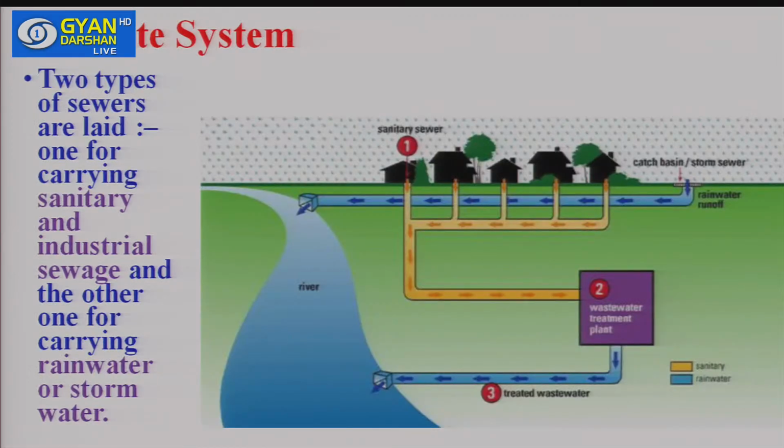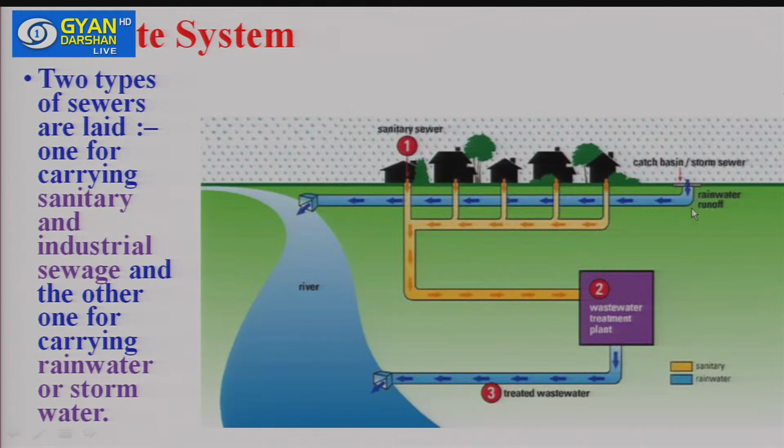And so a system in which we have pipes and conduits separately for our sanitary sewage and industrial sewage, and a second system for our rainwater or storm water, we call a separate system. As you can see in this graphics, there are two separate systems. One is for sanitary or industrial sewage, which is shown in yellow color, the yellow pipelines, and the other is for storm water, which is the blue pipeline you see.